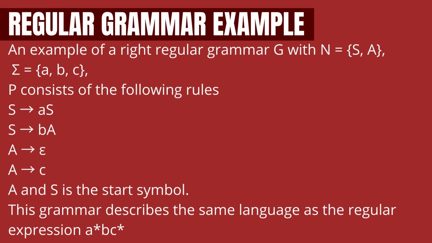The following is an example of regular grammar. We have the set of non-terminals, terminals, and production rules in this. This grammar will produce a regular expression of the form A star B C star.